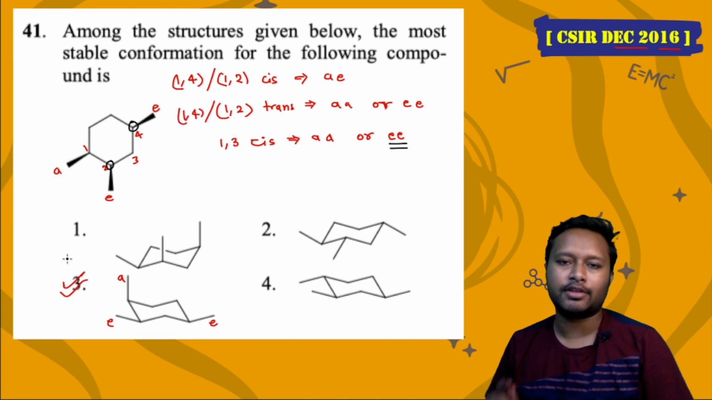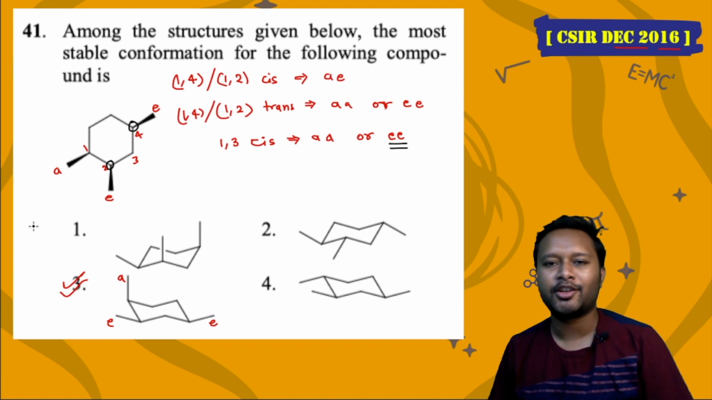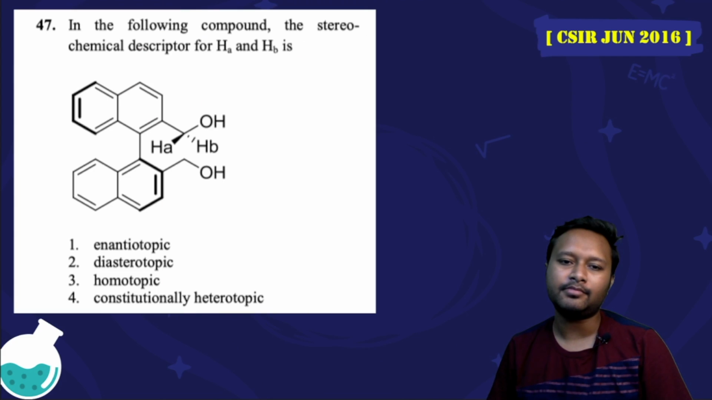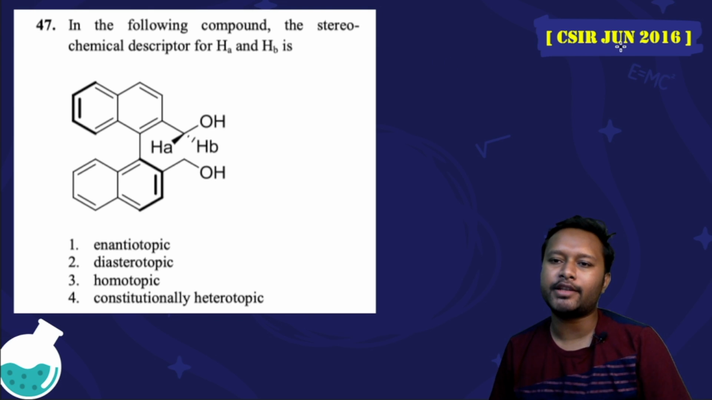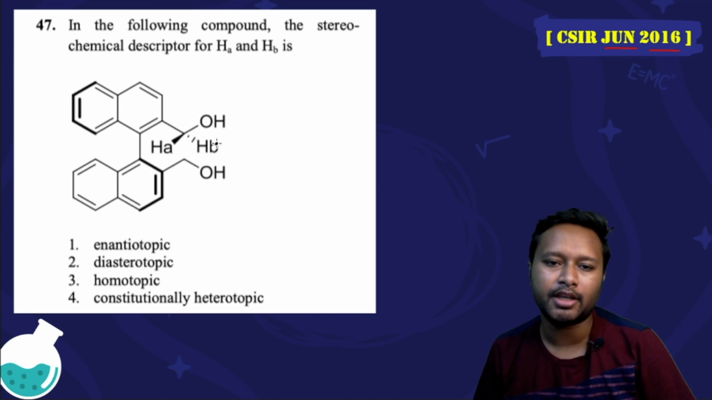Alright guys, so this is how we have to approach it. Let's go to the next question. The next question was asked in the CSIR June 2016 exam, and the question says: for the following compound, the stereochemical descriptor for HA and HB is. So what is the relationship between HA and HB that is being asked here?